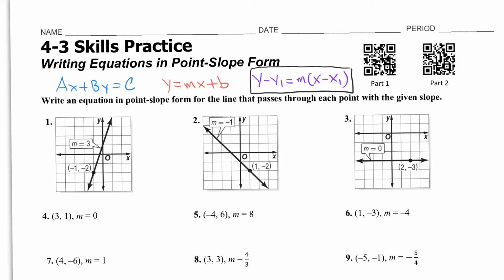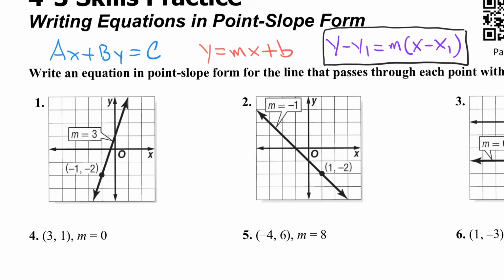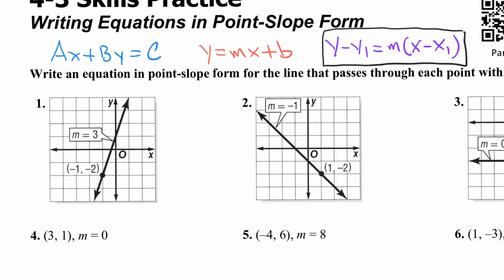So I'm going to do the first one for you, question number 1, and notice that the line is going uphill and we have a positive slope, m equals 3. This point right here is on the line, so we are going to use this point to substitute into the x1 and the y1. How do you know which one it is? Well, let me zoom in here, and to make it a little bit easier, just label the point as x1 and y1. My x coordinate is going to be x1 and my y coordinate is going to be y1.